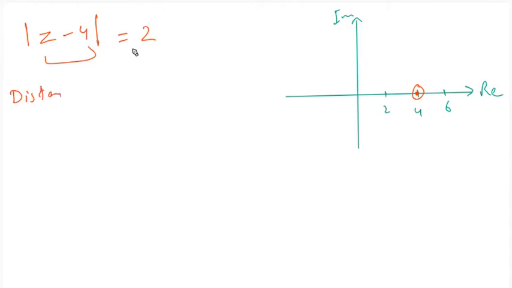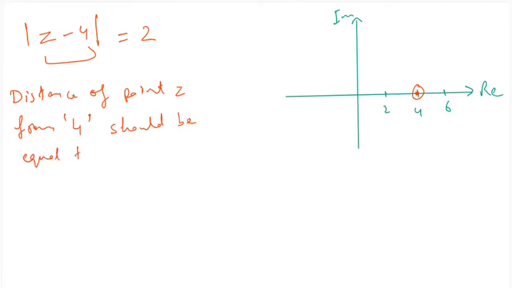अब ये जो नोटेशन लिखी हुई है लेफ्ट साइड पे ना, इसका मतलब ये है distance of point Z from 4. Now 4 is a point on that diagram जिसका real part 4 है, कोई complex part नहीं है उसका, तो बस 4 ही है ये. Distance of point Z from 4 should be equal to 2.